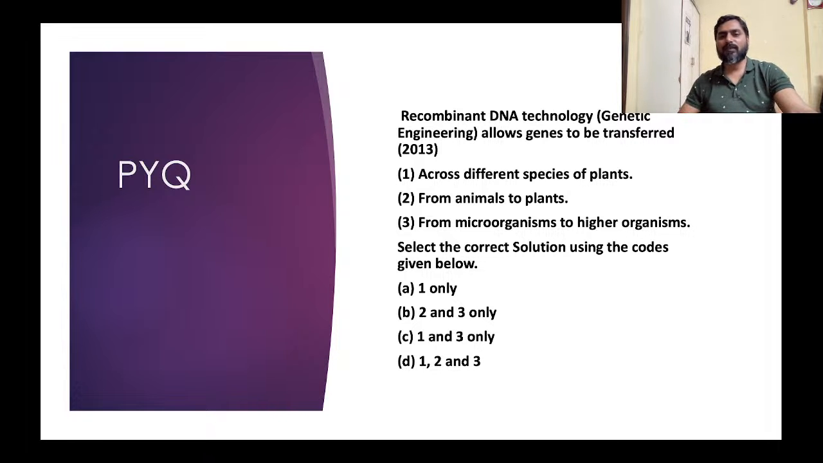So we can transfer genes from one species of plants to different species of plants. It is not only about plants, but we can transfer it from plants to humans, to animals, to any other organisms. So this is a correct statement. From animals to plants, that is also a correct statement. From microorganisms to higher organisms, yes, we can do that. We can transfer some genes from bacteria to higher organisms. So this is also true. So the correct answer in this case is D, that is 1, 2, 3.